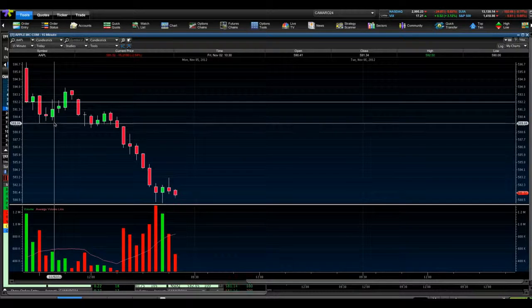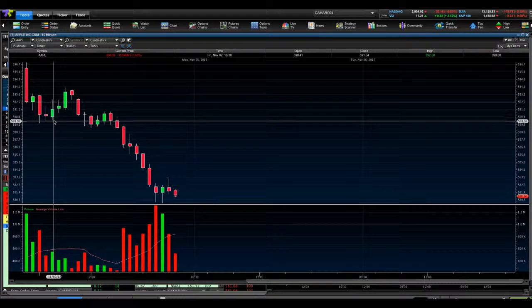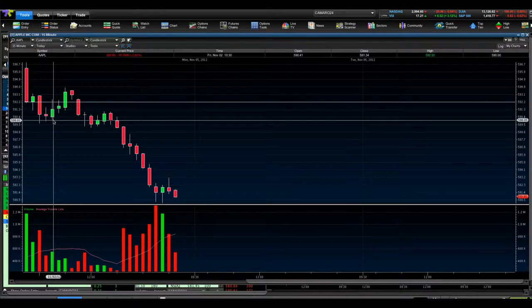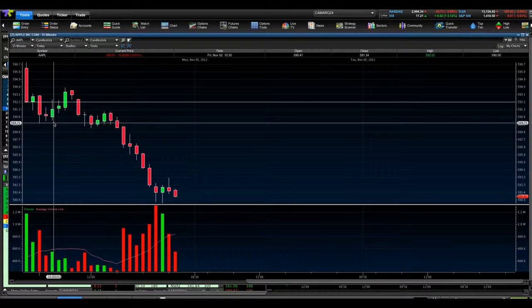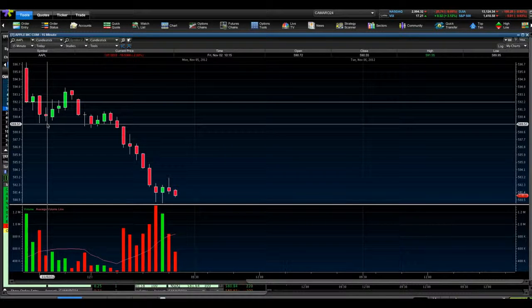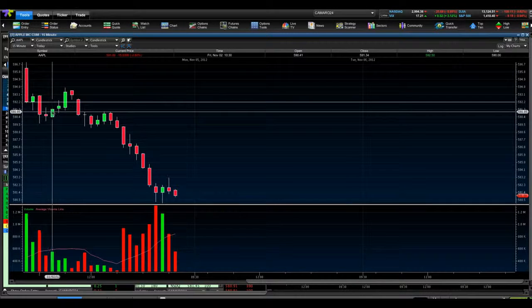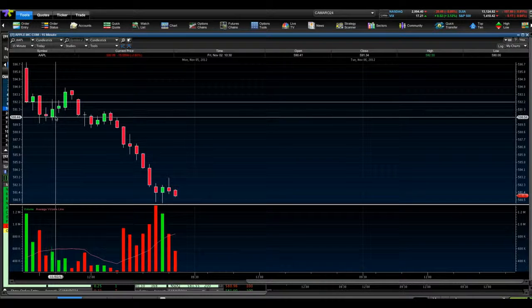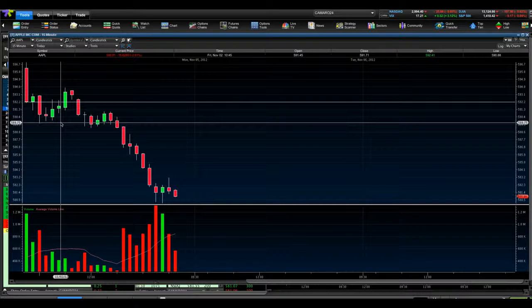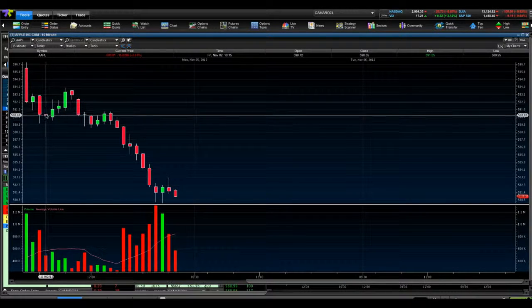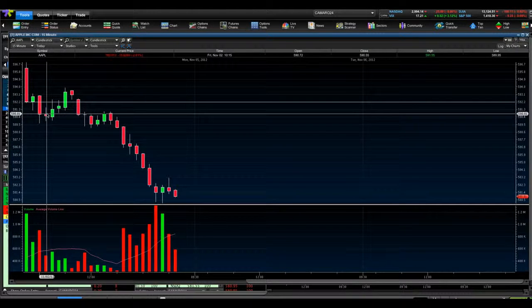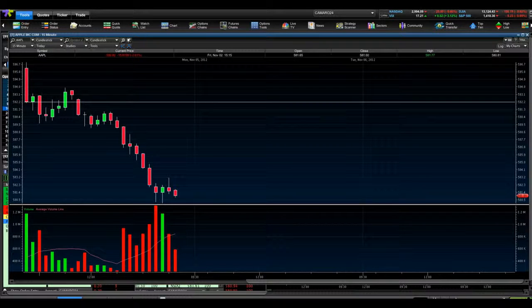Now, what we did have is a bullish engulfing candle, where you have the opening price lower than the previous closing price, and the closing price is higher than the previous opening price. That's a bullish engulfing candle. Basically you have the open and close here. If this candle fully engulfs the former open and close, that's a bullish engulfing candle.